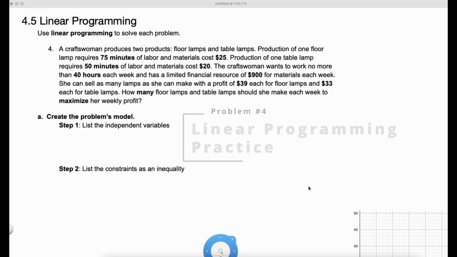Everybody, Mr. Mack here. I thought I would do number 4, problem from our linear programming practice set.